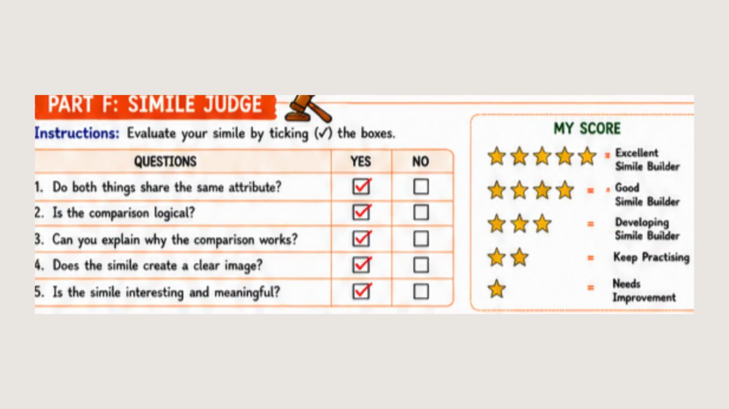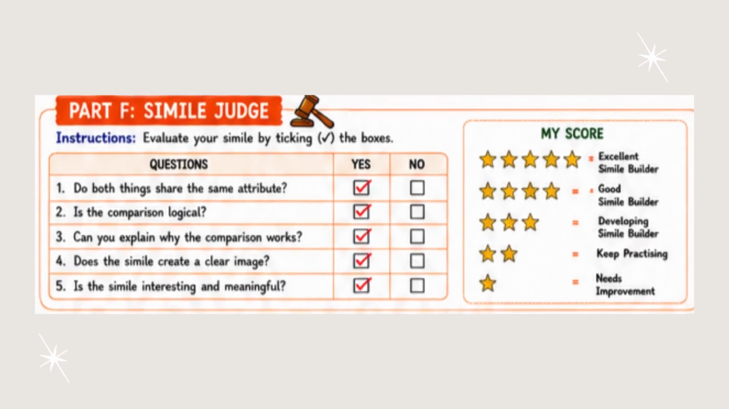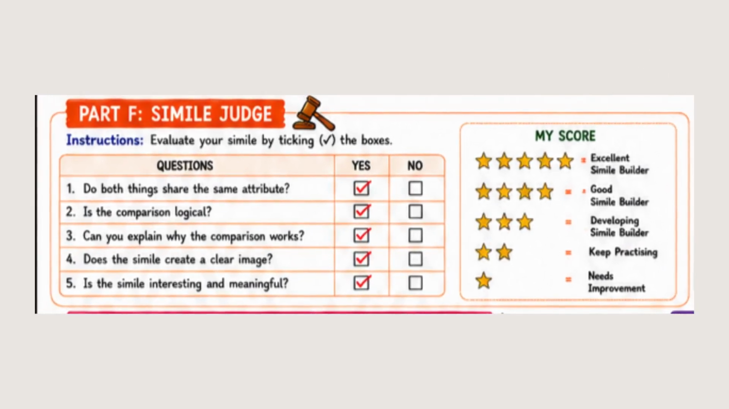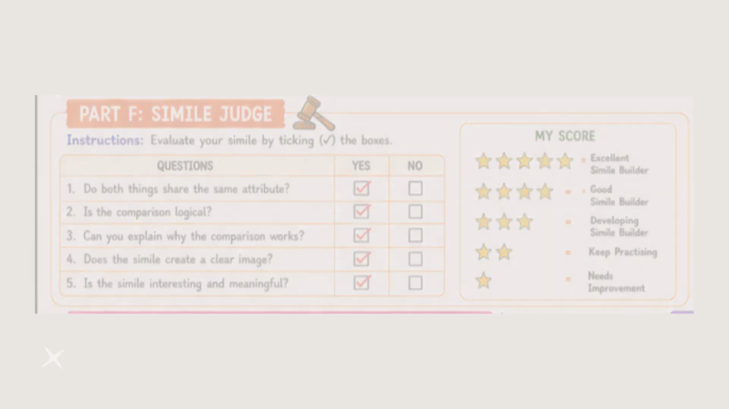Meanwhile, in Part F, students assess their own similes using a checklist. They consider questions such as: do both things share the same attribute? Is the comparison logical? Does the simile create a clear image? Can I explain why it works? So this part encourages self-assessment and reflection.